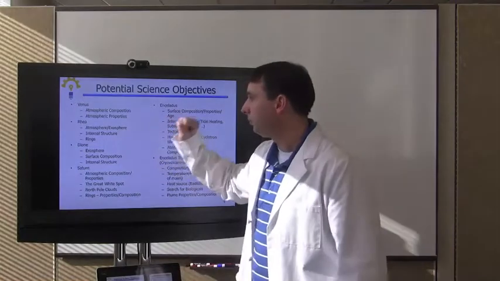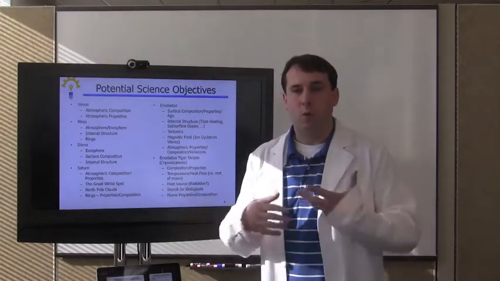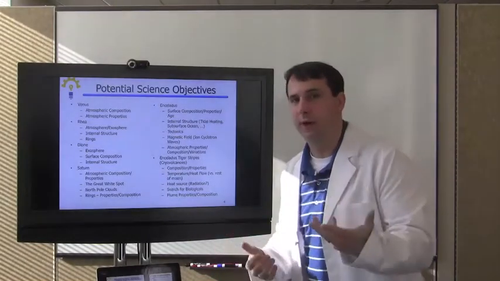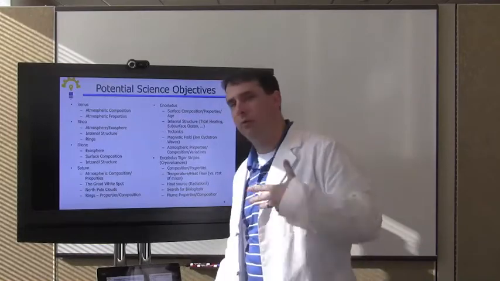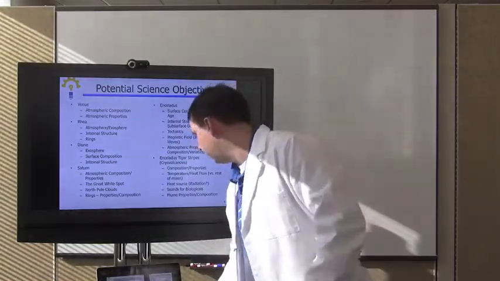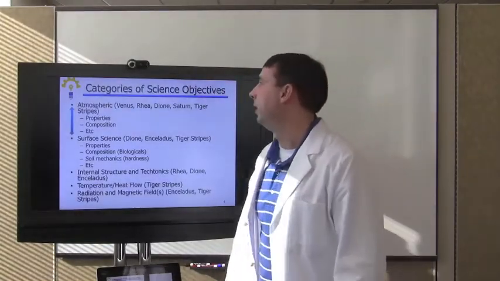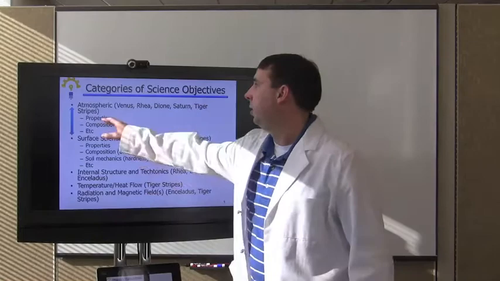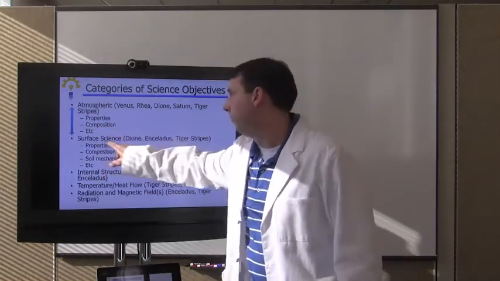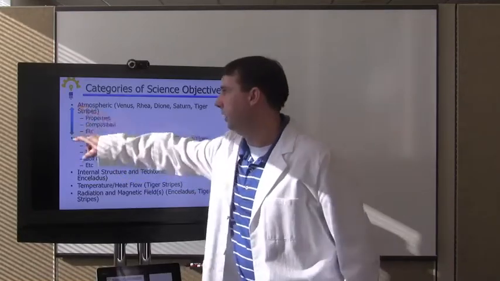So once you choose the planet or the moon, then you say, okay, what about that place interests us the most? And that's how you narrow down. You keep dialing down on your science objective. And you want to do this as a team because it impacts the entire team. So here are the categories again. We have atmospheric properties and composition, and surface properties and composition. Very similar there. That's why I have this arrow drawn between them.